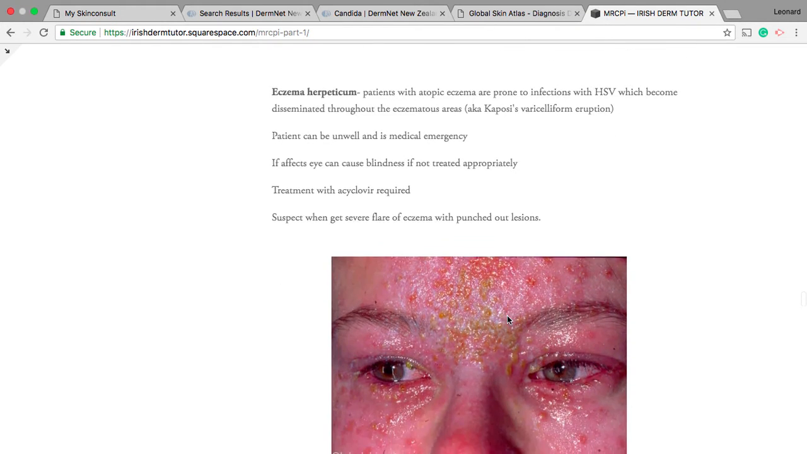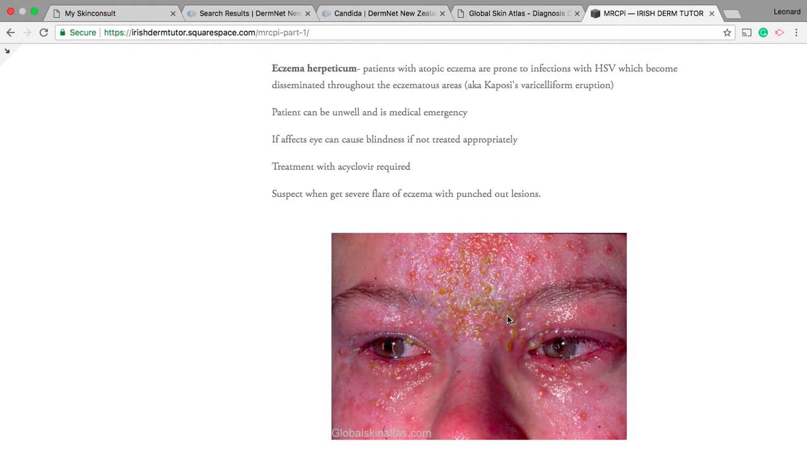Now, eczema herpeticum is a medical emergency, and it is seen in patients who have atopic eczema. Because of their condition, they're prone to getting infections with herpes simplex virus, and the virus is able to be disseminated throughout this eczematous area. So it can be quite widespread, and the patient can be quite unwell with this.